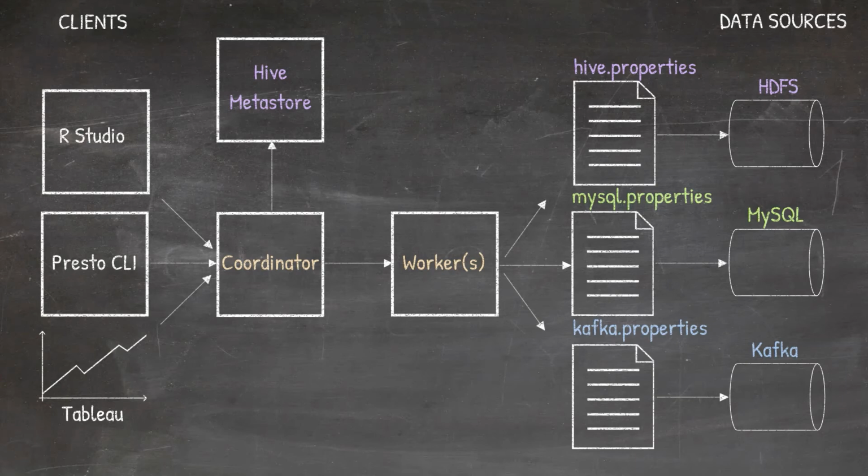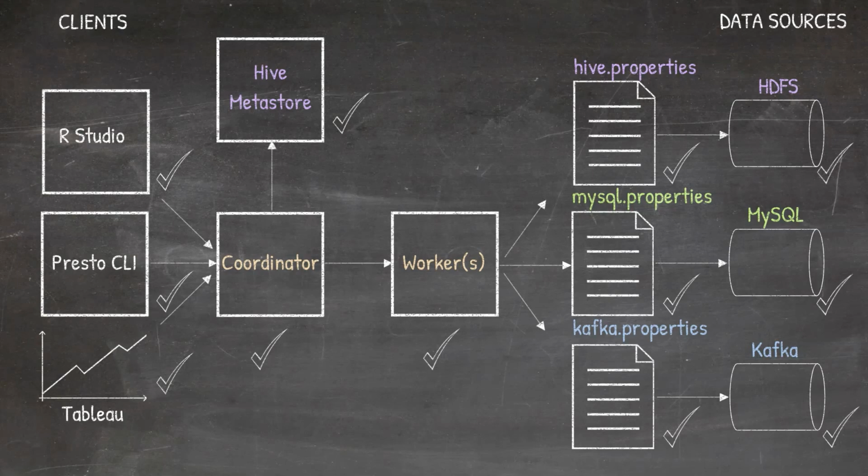You're going to get first-hand experience setting up Presto, and I mean that: setting up the coordinator, worker, and connectors. We will then move on to the client side of things, where we're going to set up the Presto CLI, RStudio, and Tableau. And finally, we're going to move on to the data storage side of things, where we're going to set up the MySQL database, Kafka, and HDFS. We're also going to install and set up Hive and set up the Hive metastore to handle our metadata for the HDFS data.